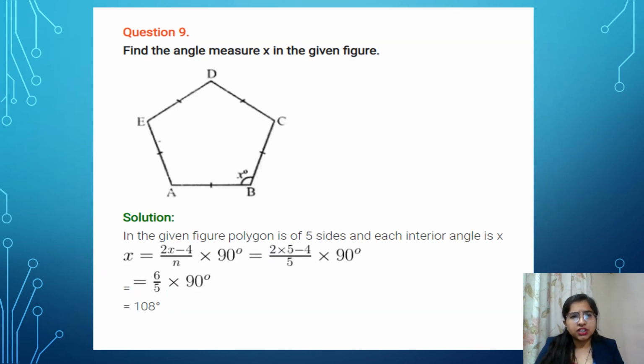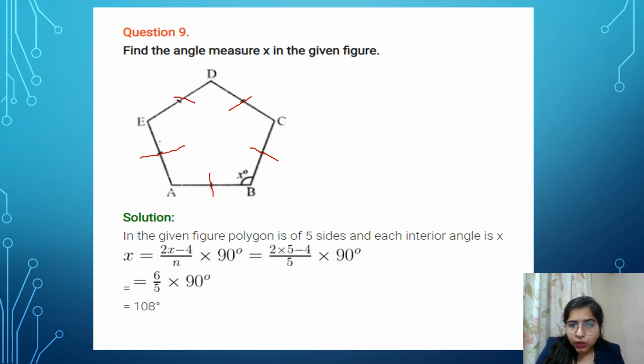So next question. Listen. What's the question over here? Find the angle measure x in the given figure. We have to find x. Students, you can see this sign, that this line and this line and this line I'm drawing over here. What does it mean? It means all the sides are equal. Find the angle measure x. You have to find the angle only.